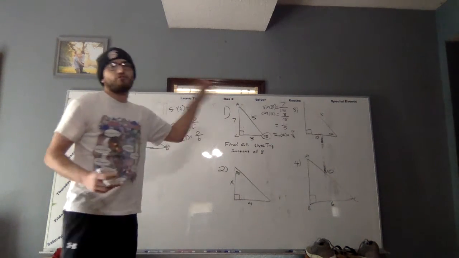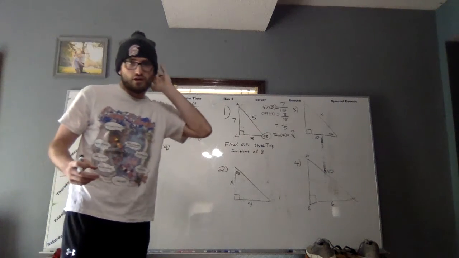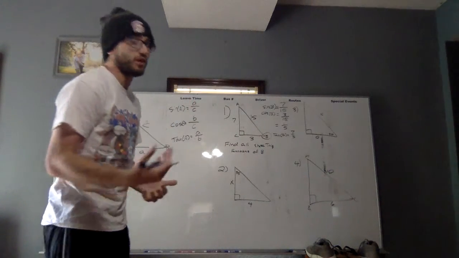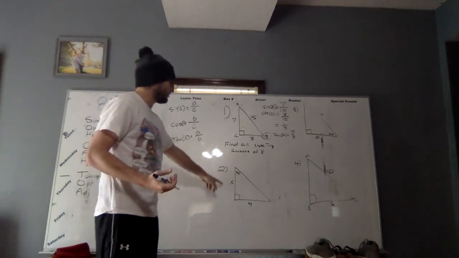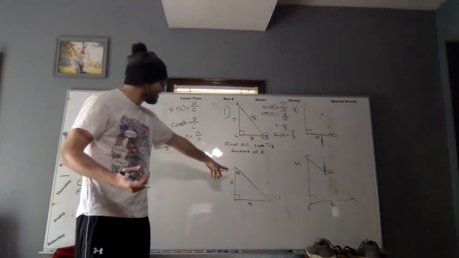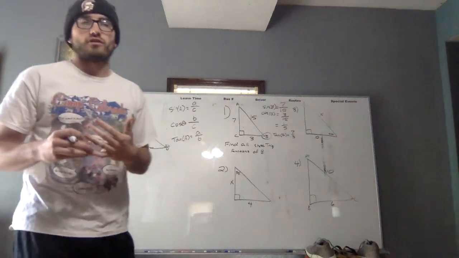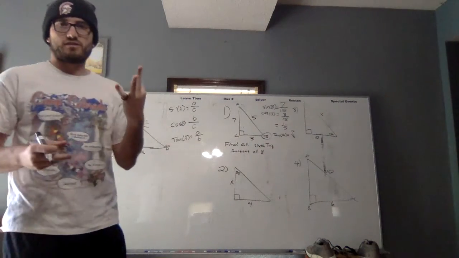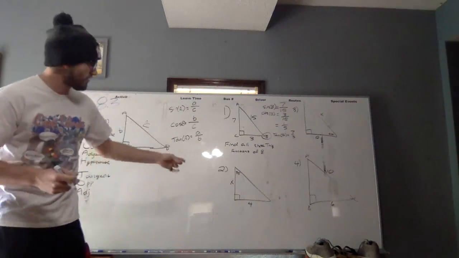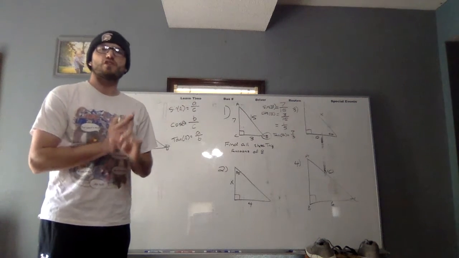Okay, now 2, 3, and 4, this is what you're really going to be looking at. These are the tougher ones. This is where you're trying to find something. In number 2, we're looking for x, and they gave us an angle measure. So here's what you got to do. You say, okay, looks like I have 3 pieces, 2 sides and an angle in a right triangle. Looks like it'd be perfect for a trig function.